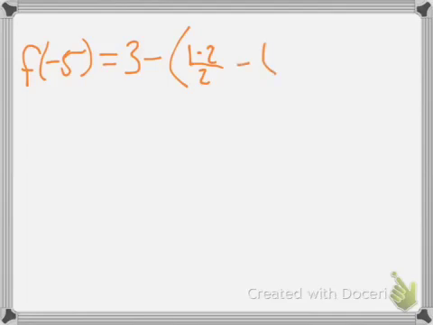So f of negative 5 is going to be 3 minus, and we're going to work this out. So the area above is going to be, I'm trying to remember the numbers here, 1 times 2 divided by 2 for that triangle that's above, and then we're going to subtract the two regions that are below, and so we got the 3 by 3 rectangle plus the 1 by 3 triangle, so 1 times 3 divided by 2.